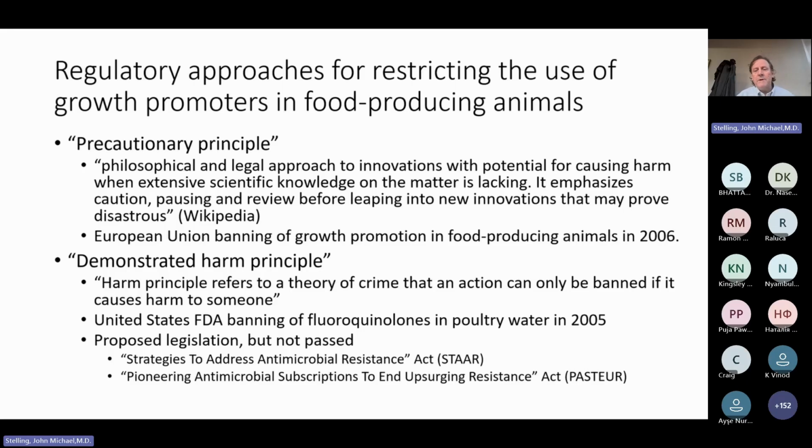So we had the same underlying discussions as happened in Europe, but we came to a different conclusion in terms of risk assessment and risk management and risk mitigation. We've had a proposal for a law called STAR, Strategies to Address Antimicrobial Resistance. I looked last night, I found there's another one which has also been proposed called PASTEUR, Pioneering Antimicrobial Subscriptions to End Upsurging Resistance. But these have been before Congress but have not passed.